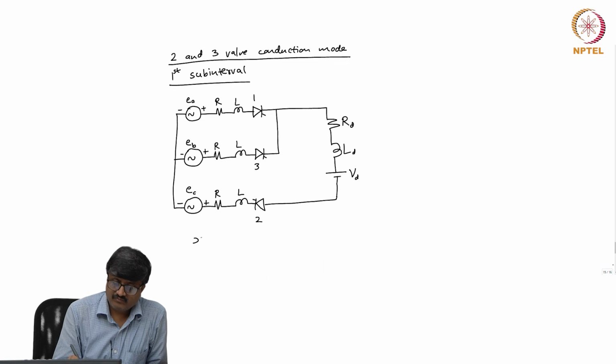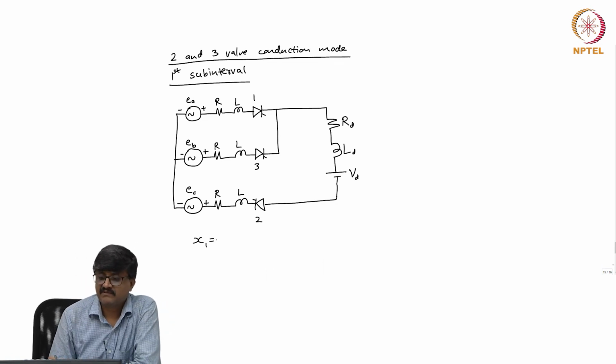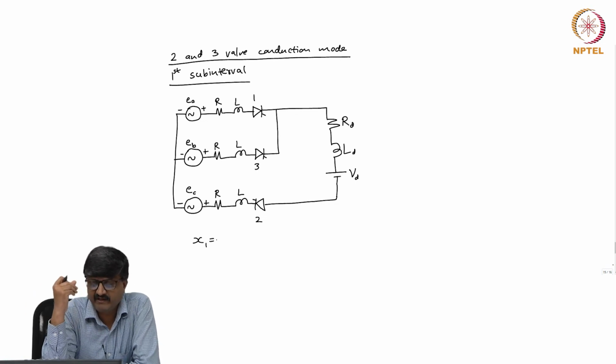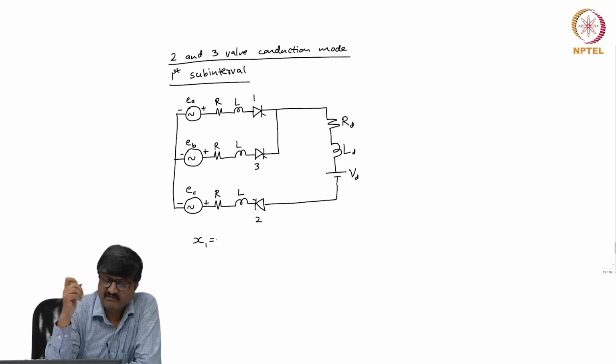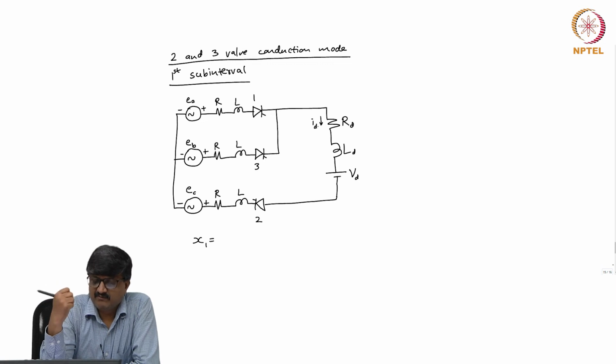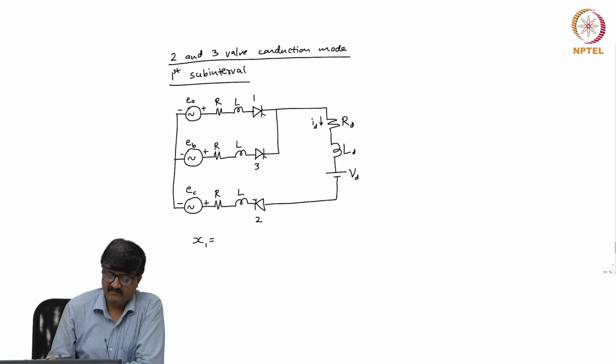So, how many elements are there in the state vector x1? This is unlike the previous circuits where there was a constant current on the DC side. There is no longer a constant current. If I consider the instantaneous current ID, it is not necessarily a constant. So, we can't ignore this loop; we have to include this loop consisting of RD, LD, VD also in the equations.